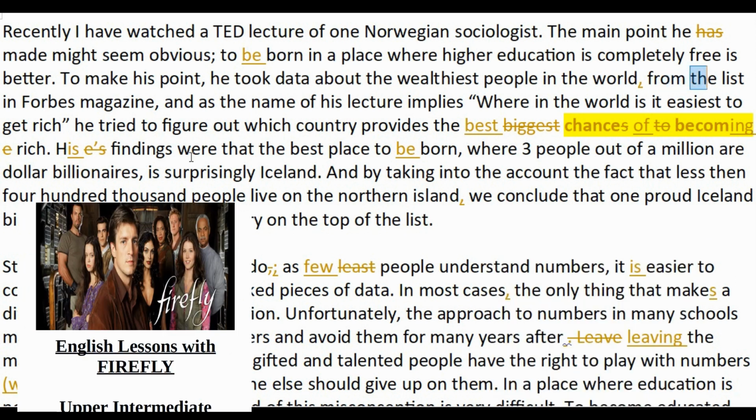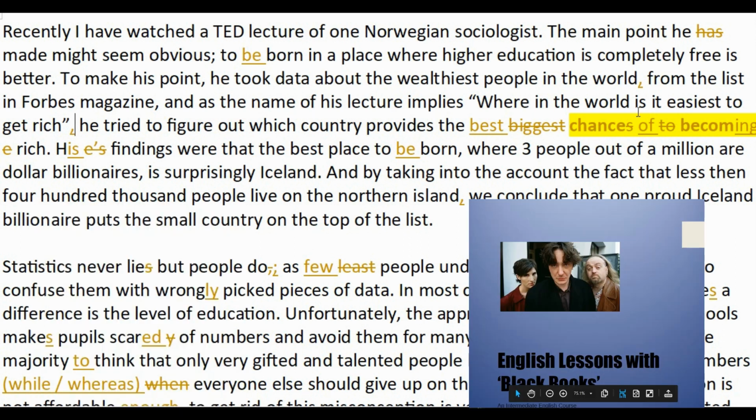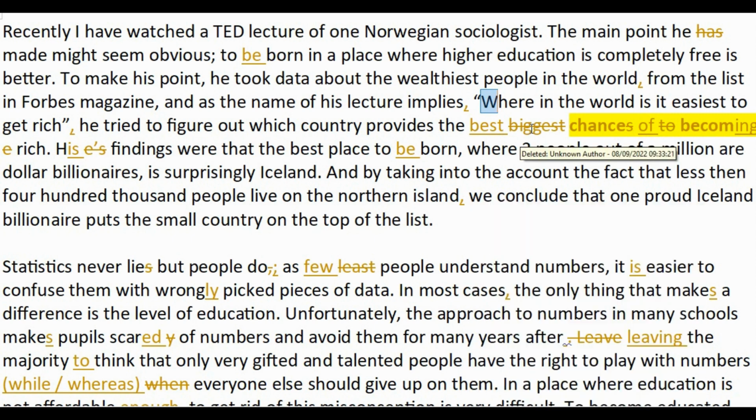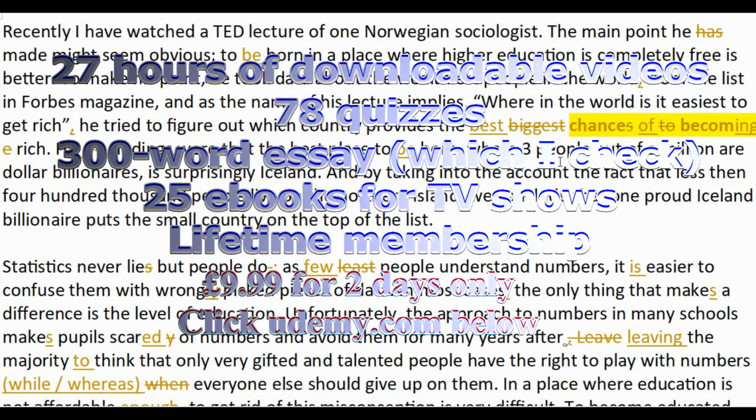From the list in Forbes magazine, and as the name of his lecture implies, where in the world is it easiest to get rich? He tried to, so maybe let's put a comma in there. And as the name of his lecture implies, and I would probably put one there because you've got a capital letter there. Where in the world is it easiest to get rich? He tried to figure out which country provides the best chances, yeah, or the best chance. It's up to you. You can use it singular or plural. Best collocates with chance rather than biggest. Yeah, the best chance. Now, you're talking about likelihood. You're talking about probability here.